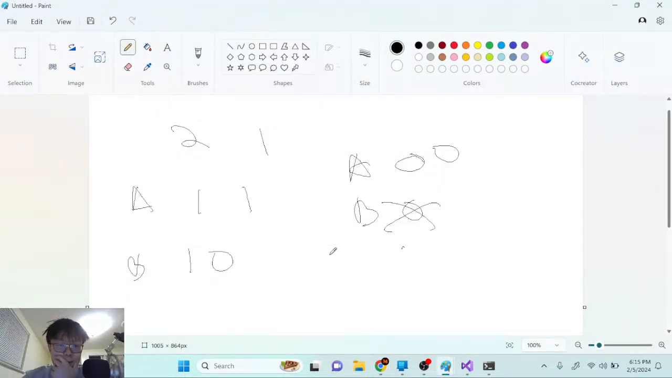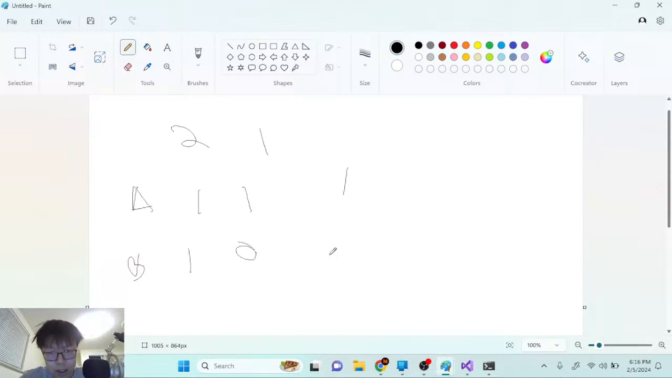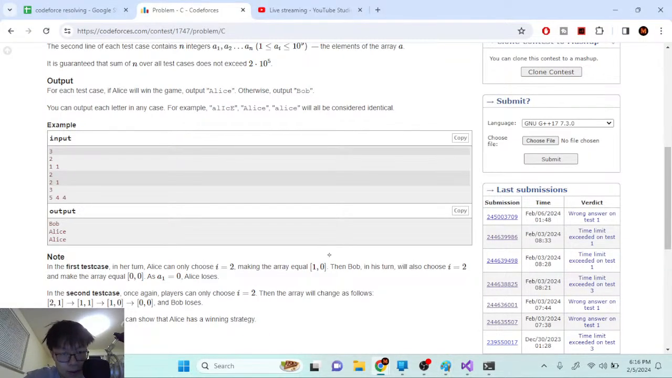Alice's turn, minus 1, 1, 1, 1, 1. Bob's turn, minus 1, 0. Oh my god, I did this wrong. Minus 1, 0. Swap with 1, 1, 0. Alice's turn, minus 1, 0. Swap with 0, 0, 0. Bob's turn hits 0. Alice wins? No, but Alice doesn't win. Wait, what the heck?